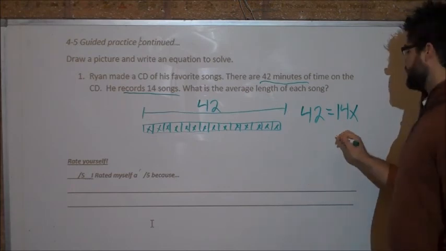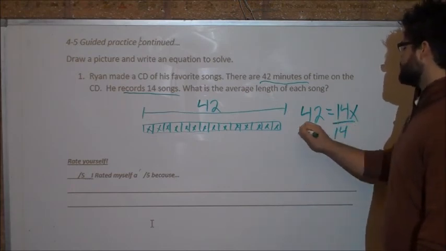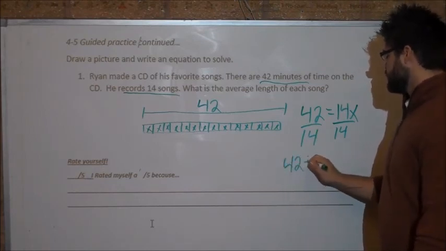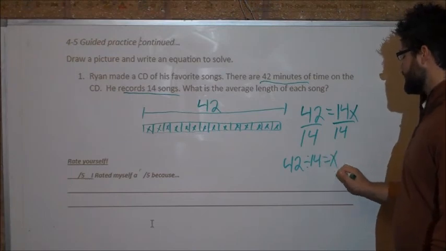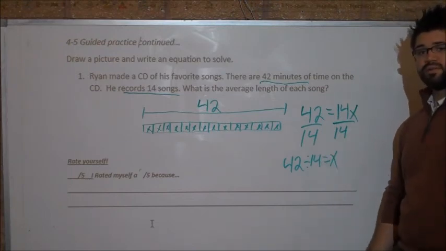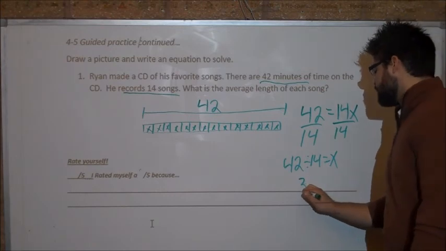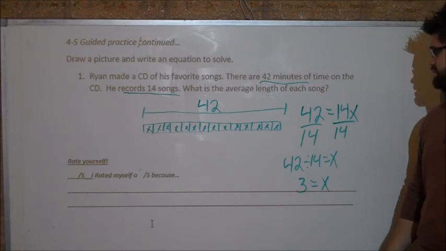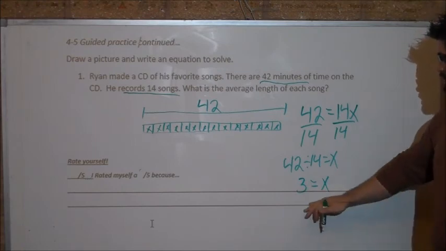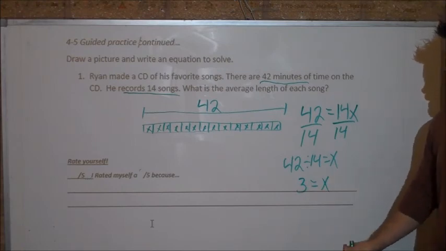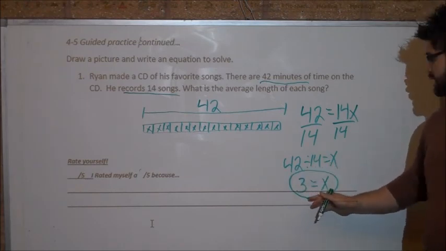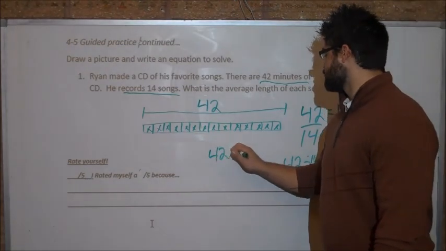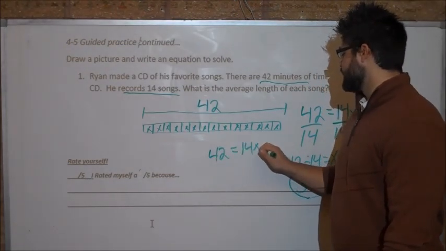So now to get the variable by itself, I do the inverse operation. And I'm going to be left with 42 divided by 14 equals x. Now when I solve this equation, I'm going to end up with 3 equals x. Because that's going to be the average. So now, in order to check this, I need to plug in what I think x is to my original equation. So now I'm going to put 42 equals 14 times 3.